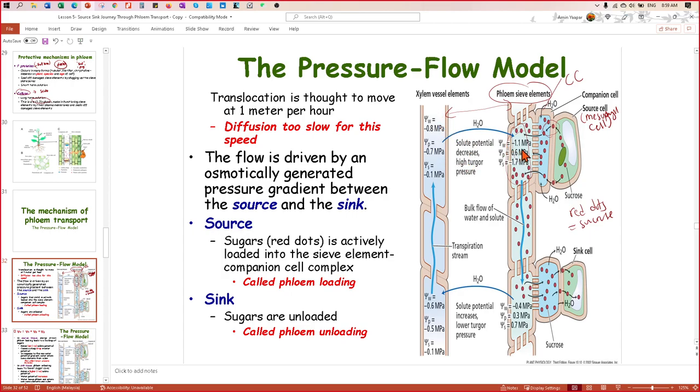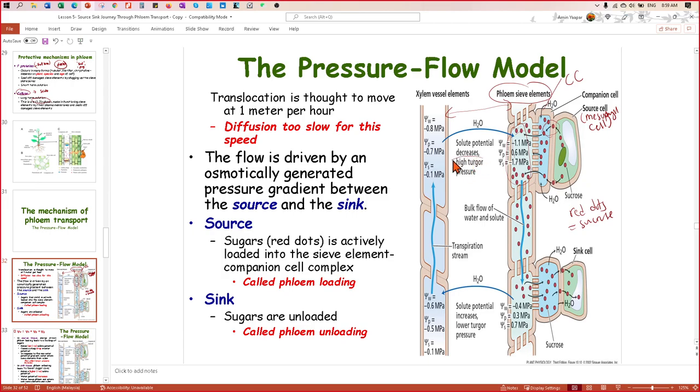So what happens? You have learned your water potential. That's why you learn water potential early, because you need to use this here. When you have lots of sucrose in here, this will reduce the water potential. You reduce the water potential, meaning that the turgor pressure is going to increase. Okay? Where is the turgor pressure going to increase?